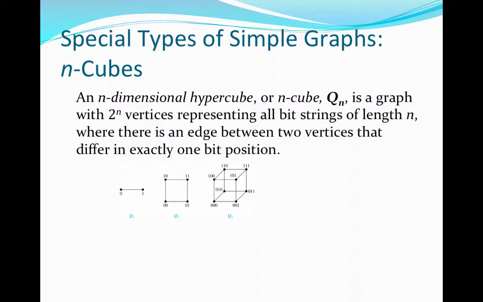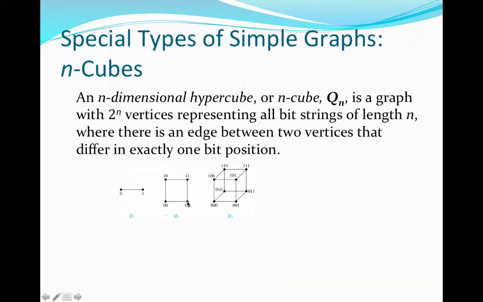The n cubes are very relevant for you as they represent all bit strings of length n. So the graph Q sub n is called an n cube. It has 2 to the power of n many vertices and represents all bit strings of length n, where there is an edge between two vertices that differ in exactly 1 bit position.